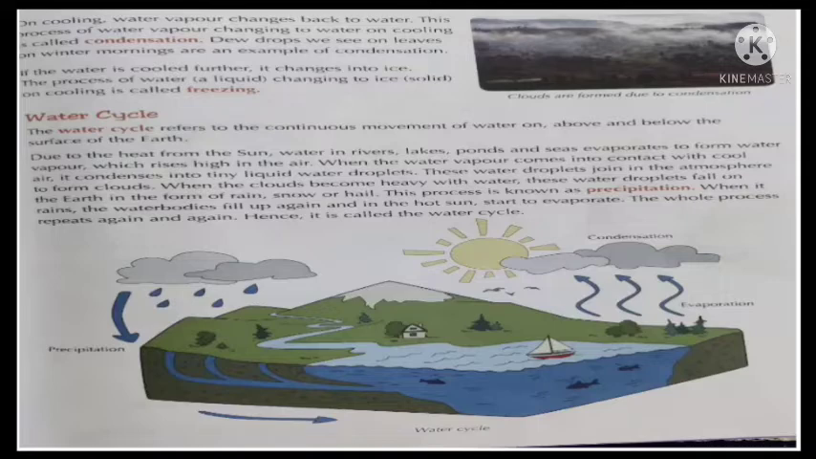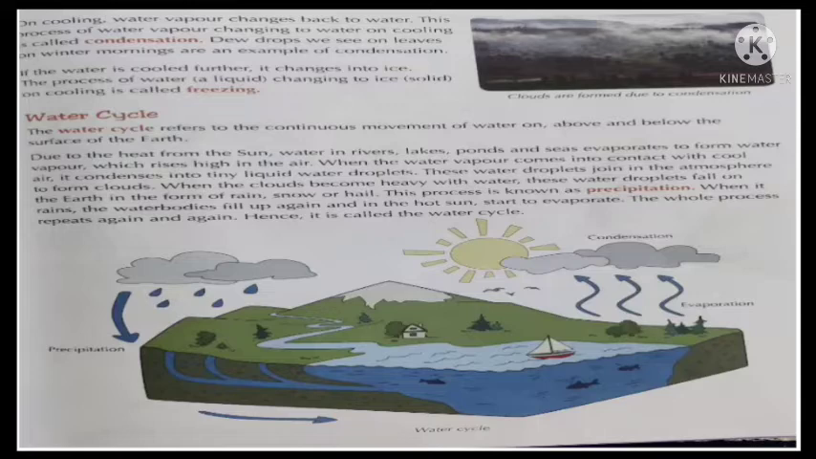Water cycle. The water cycle refers to the continuous movement of water above and below the surface of the earth. Due to heat from the sun, water in rivers, lakes and ponds evaporates to form water vapor, which rises high in the air. And when this water vapor comes in contact with cool air, it condenses and forms tiny droplets. These droplets join in the atmosphere and form clouds.